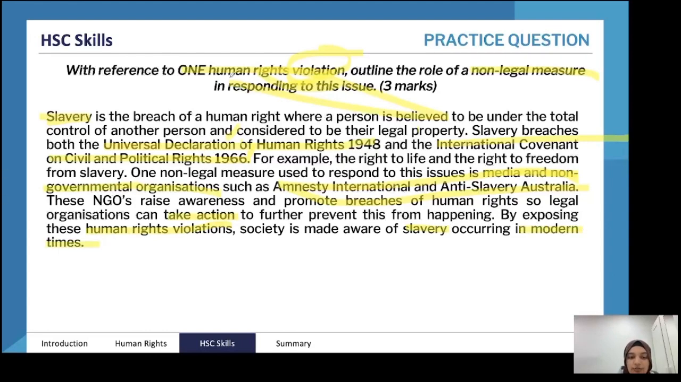So you can really see how it's all tied together at the end, because you're putting the two together, the human rights violation and the non-legal measure. So again, starting off with the definition of the human rights violation. How is it, or why is it a human rights violation? What is the non-legal measure to respond to this? And then how can you put the two together? How does it actually respond to the issue?